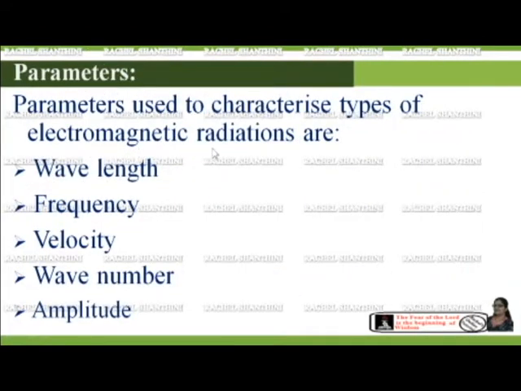There are different kinds of electromagnetic radiations, for example, X-rays, visible light, radio waves, etc. So in order to characterize these types of electromagnetic radiations, the following parameters are used. They are wavelength, frequency, velocity, wave number, and amplitude. Let us see one by one.